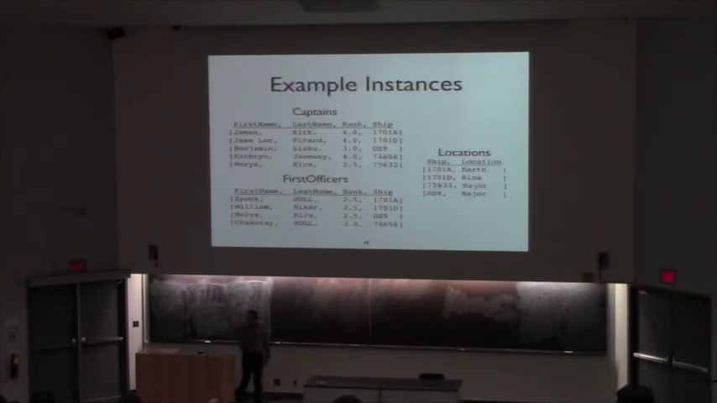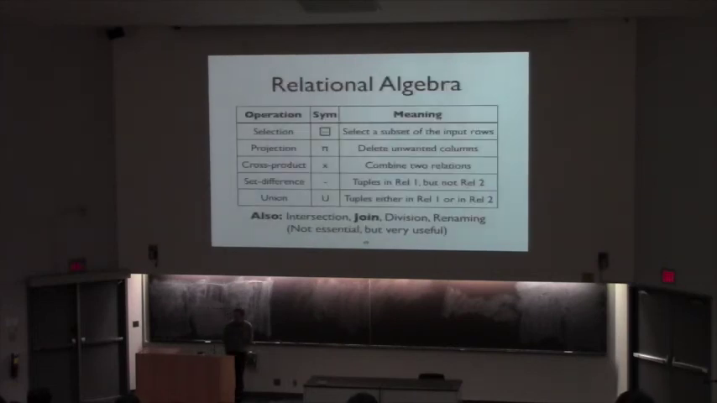All right, so we're going to be discussing a couple of different queries, and just to give you a high-level picture of how I'm going to be illustrating these, here's a couple of relations. I have a table of captains, I have a table of first officers, and I have a table of ship locations. Captains and officers have first name, last name, rank, and ship, and the locations all have ship and location.